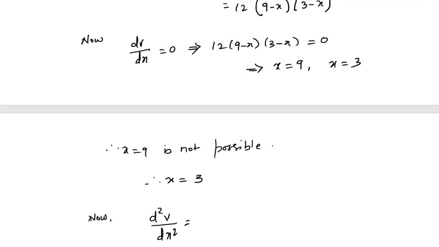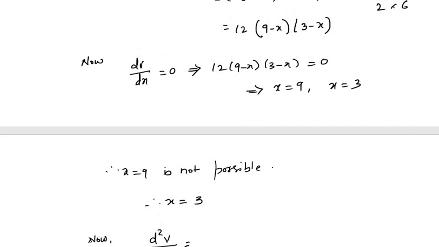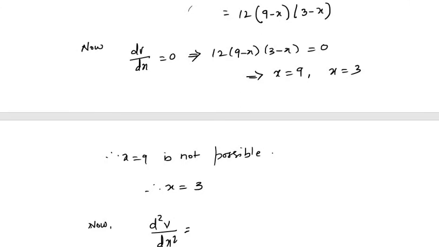If I want, we can write it once, or we can do it directly also. You can see here we have dV by dx, that is 12. This is 12 I wrote. Therefore, 12 into 9 minus x into 3 minus x. Therefore, I must use the product rule. 12 can be taken out as common. Then u v dash here. u is 9 minus x, and v is 3 minus x.